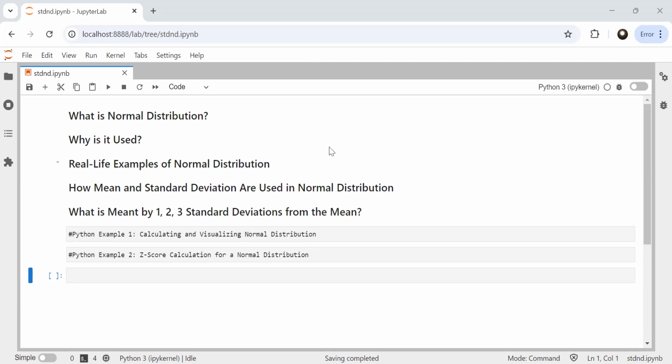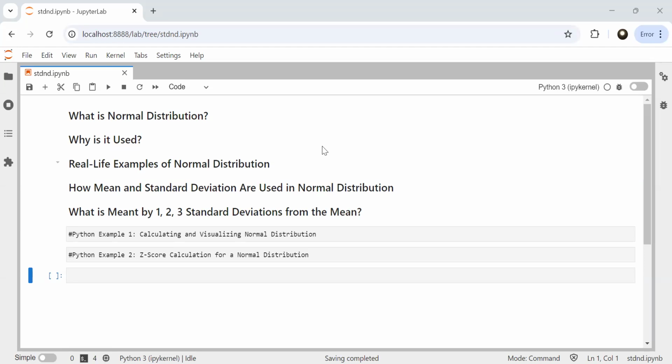So a normal distribution is a type of continuous probability distribution for a real valued random variable. The graph of a normal distribution is bell-shaped and symmetrical, and it is centered around the mean. In a normal distribution, the mean determines the center of the distribution, whereas the standard deviation determines the spread or width of the distribution. So why is normal distribution used?